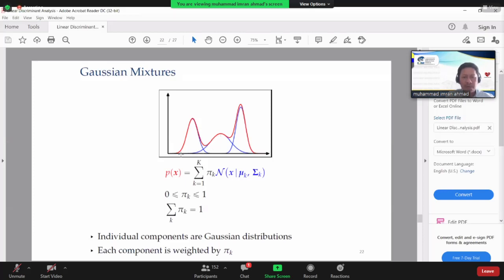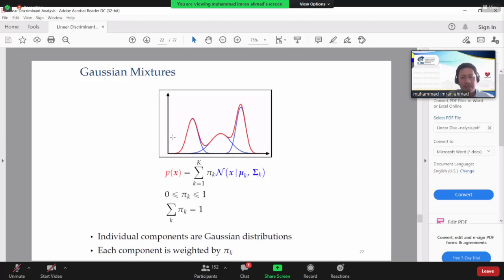Let's say our distribution is a combination of 3 Gaussians: Gaussian number 1, Gaussian number 2, Gaussian number 3. So we have 3 Gaussians in our system. That means our formula to represent this is p(x) equal to the summation over k equal to 1 to K, so k equal to 1 to 3, component number 1, component number 2, component number 3, equal to Gaussian number 1 added with Gaussian number 2 added with Gaussian number 3.